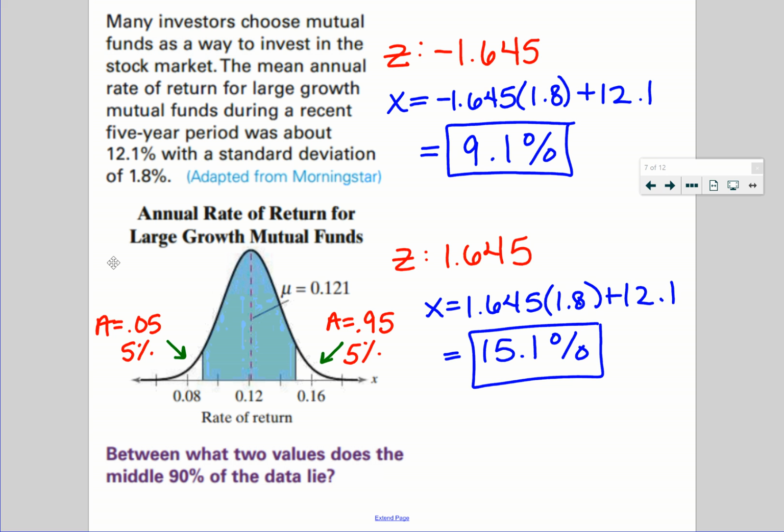What questions do you have on this? Yep. So I know that 5% is in this little tail, so I just did 1 minus 0.05. Just like what we do when we want area to the right, we do 1 minus the area that we have, which is 0.05. Other questions?